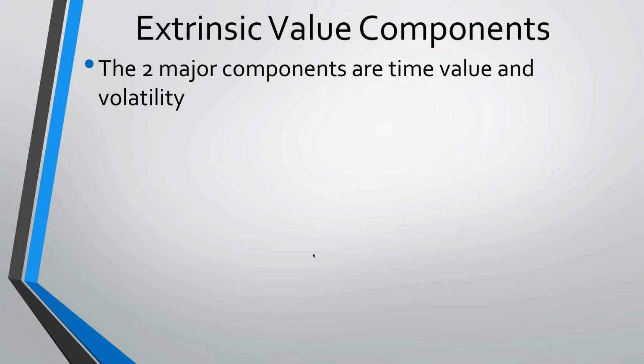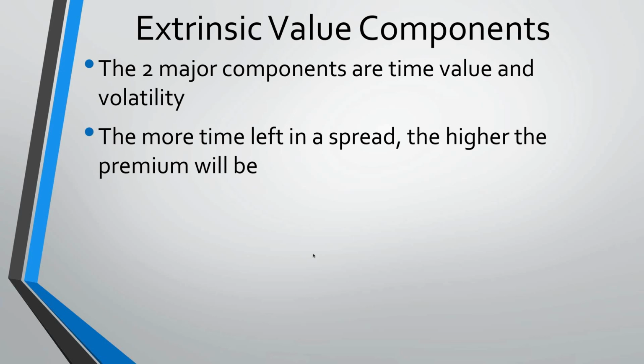So the two major components are time value and volatility. The more time that's left in the spread, the higher the premium will be. Time only moves one direction. So the more time, it contributes to a higher premium. And as the time decreases, the premium decreases, which people call time decay, which is theta.